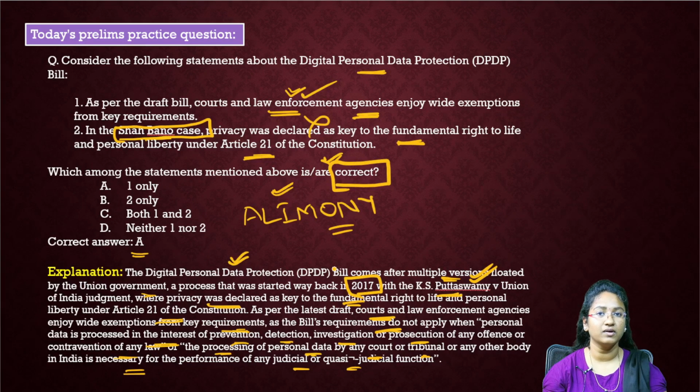So if the court needs some personal data for judicial or quasi-judicial functions, at that time we cannot say that the court has to follow the provisions of this bill. In such cases, courts and law enforcement agencies would be provided some exemptions.